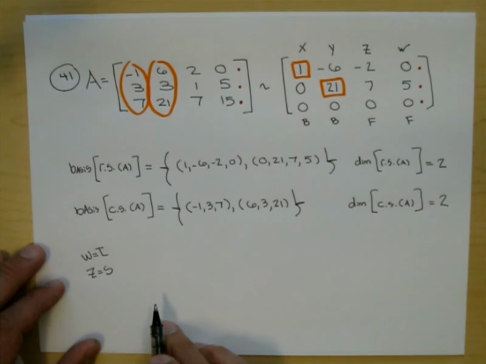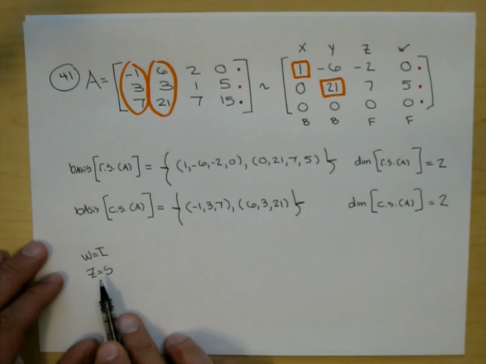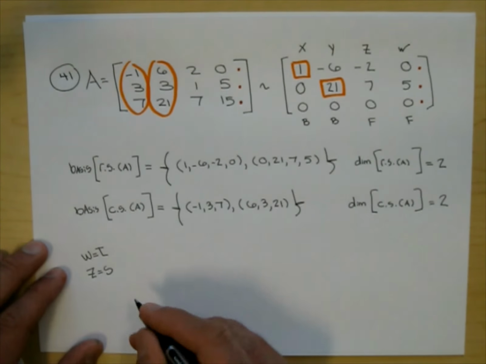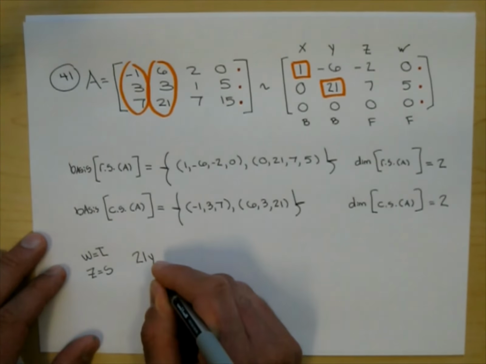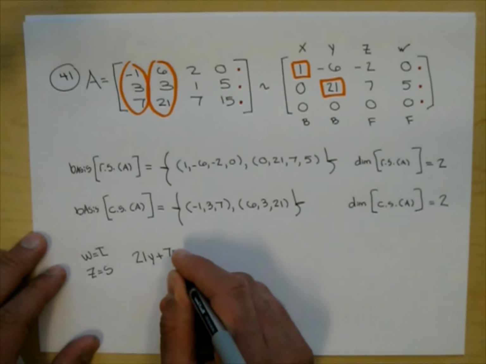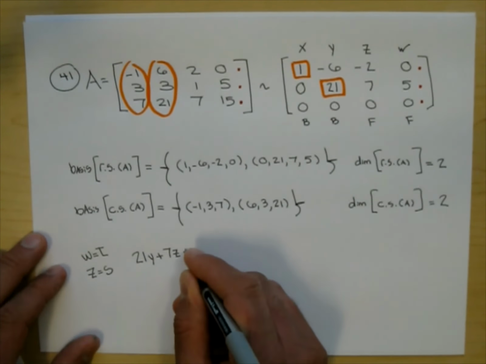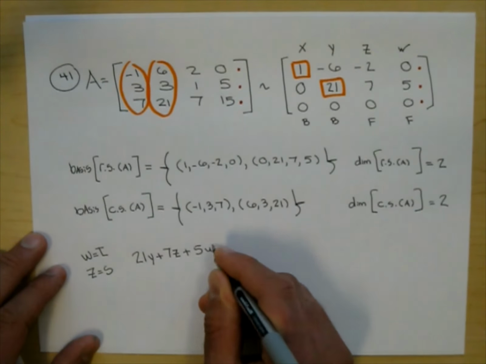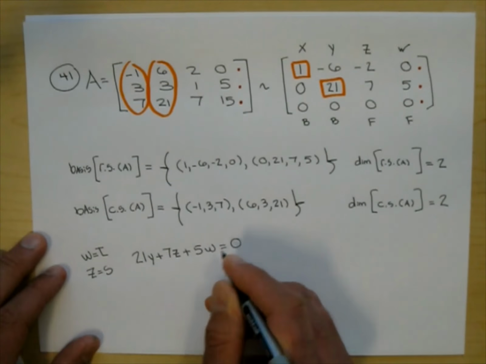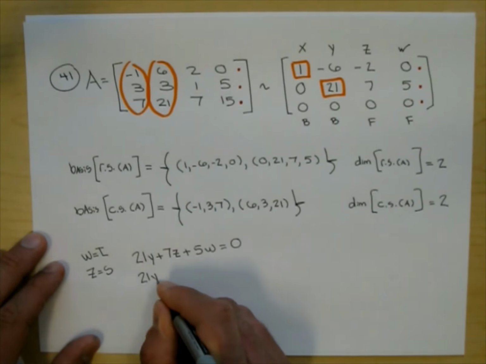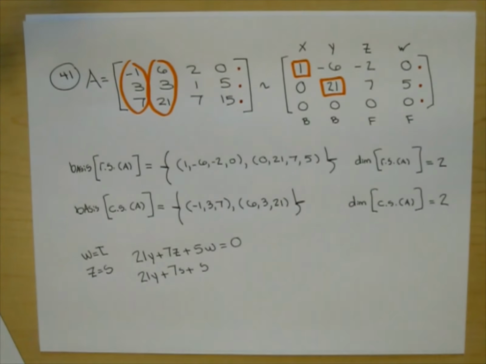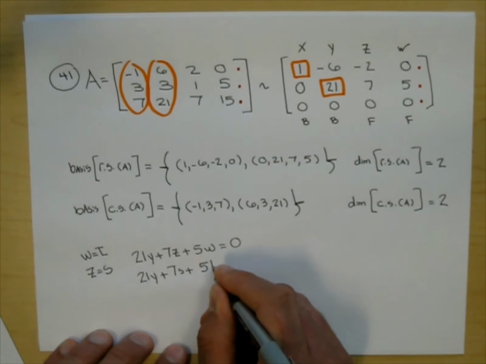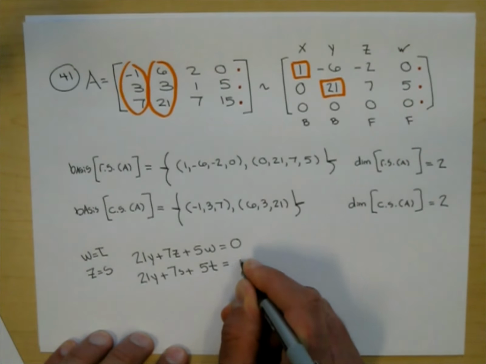So watch what happens here, and I'm going to show you a little trick that you can do. Okay, but right now we don't know what's about to happen. Second row gives us 21y plus 7z plus 5w equals 0. 21y plus 7s plus 5t equals 0.